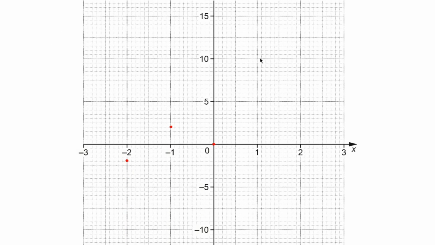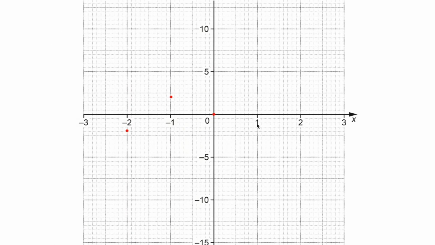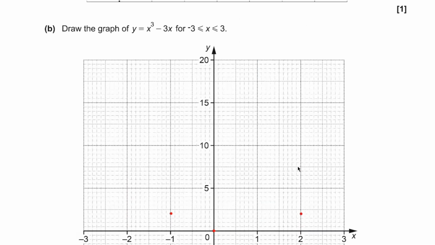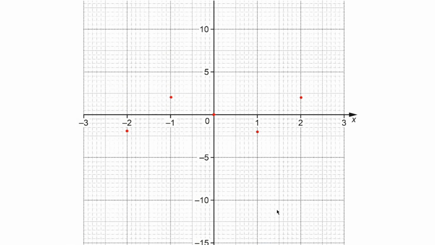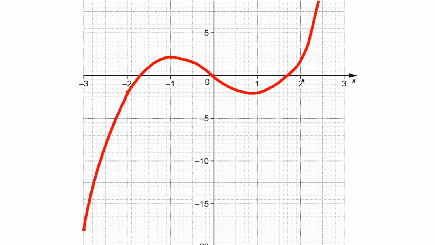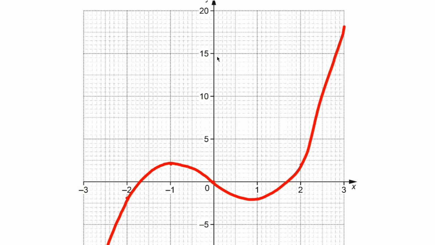Then we've got 1, negative 2, so that is over here. Then we've got 2, 2, so that is over here. And then we've got 3, 18, which is, well, here we've got 16, 17, and 18 is over here. So now what we need to do is join all of this up. So that is shown here.